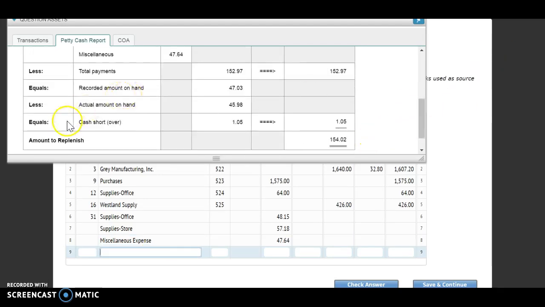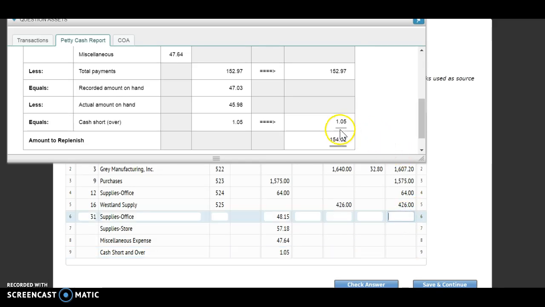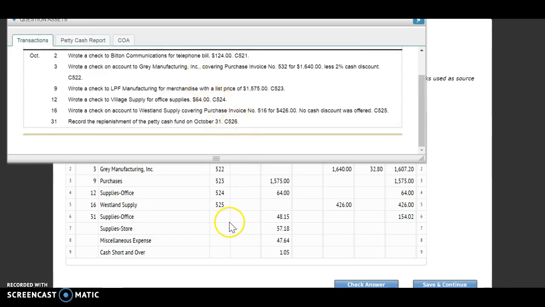Okay, we look down here. It looks like we have cash short. Remember, since this is a positive number, that is cash short. So we have cash short of $1.05. So I need to put cash short and over. Since short is on the left, debit on the left, I'm going to debit that for $1.05. And then I'm going to credit cash for that total amount. So notice it says amount to replenish. I'm going to credit cash for that full amount of $154.02. And then I need to put in my check number that I used, 526.